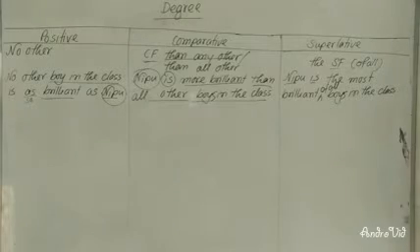Dear learners, I hope it is easy to you. So, no other boy in the class is as brilliant as Nipu. The comparative sentence will be: Nipu is more brilliant than any other or all other boys in the class. In superlative form: Nipu is the most brilliant of all boys in the class.